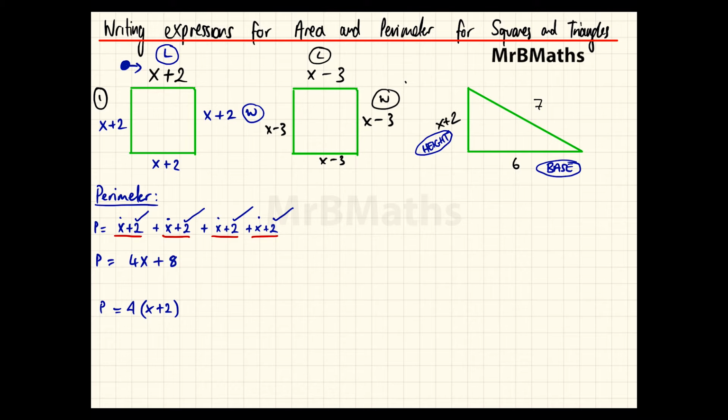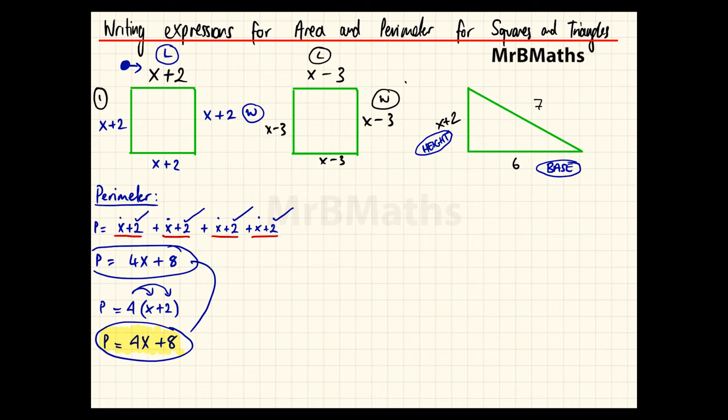Okay. So just be careful. Don't go for a shortcut if you're not necessarily sure, and if you want to double check, I strongly suggest you do this method here. It is longer, but it will make sure that you get it correct. So if we then expand this, p equals 4 times x, which will give us 4x, and 4 times plus 2, which will give you plus 8. So you can see this and this are exactly the same. So for this question, p equals 4x plus 8 is the perimeter of that square.